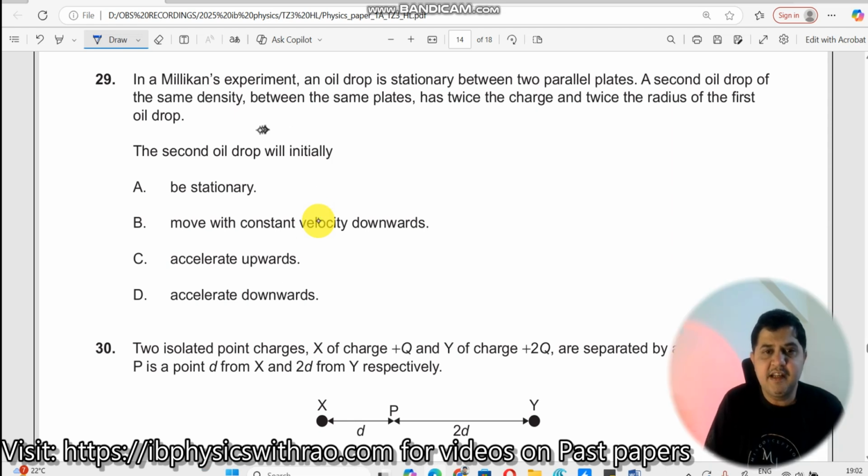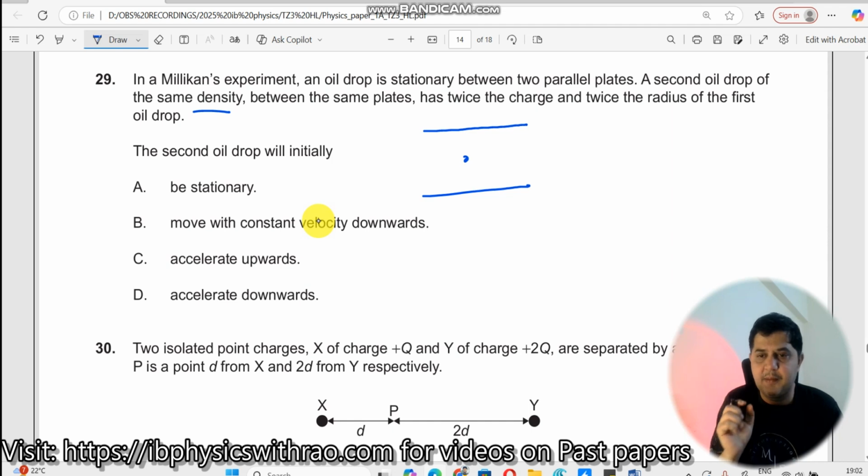Okay, question number 29. In Millikan's oil drop experiment, an oil drop is stationary between two parallel plates. A second oil drop of the same density. It doesn't say identical oil drop. Remember, it's saying the same density. So the density is the same.